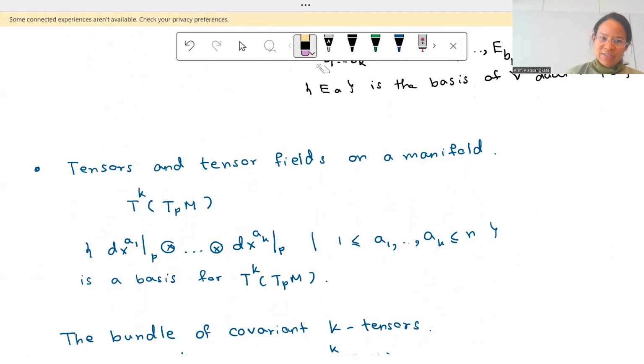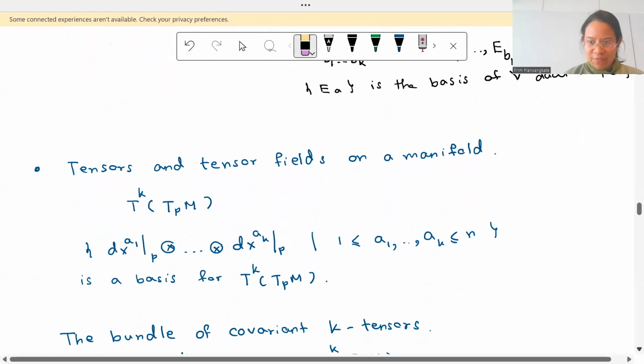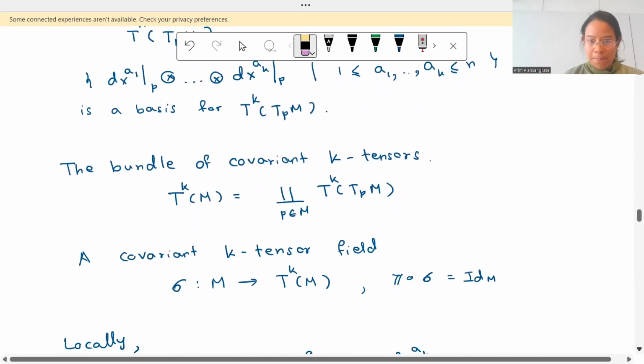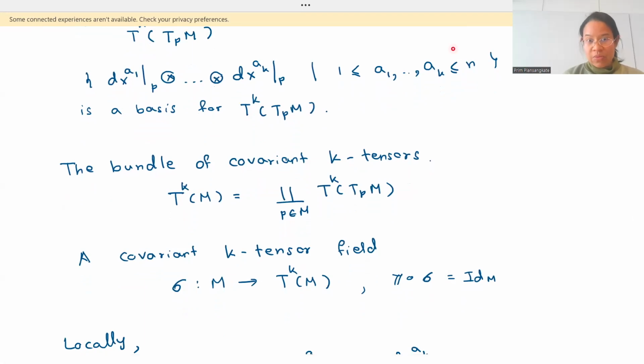Right, and so this is the K tensors at a point, and if we want to define a tensor field, we can do the same as before, that we start from defining the bundle of covariant K tensors as a disjoint union of the space at each point. And we just define the covariant K tensor field to be this map that assigns to each point on the manifold a covariant K tensor at that point.